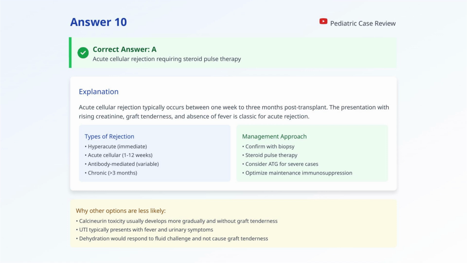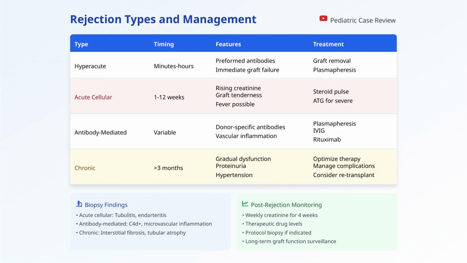The other options are less likely because calcineurin toxicity usually develops more gradually and without graft tenderness. UTI typically presents with fever and urinary symptoms, and dehydration would respond to fluid challenge and not cause graft tenderness. Early recognition and treatment of acute rejection are crucial for long-term graft survival. This comprehensive table outlines the different types of rejection in pediatric renal transplantation.